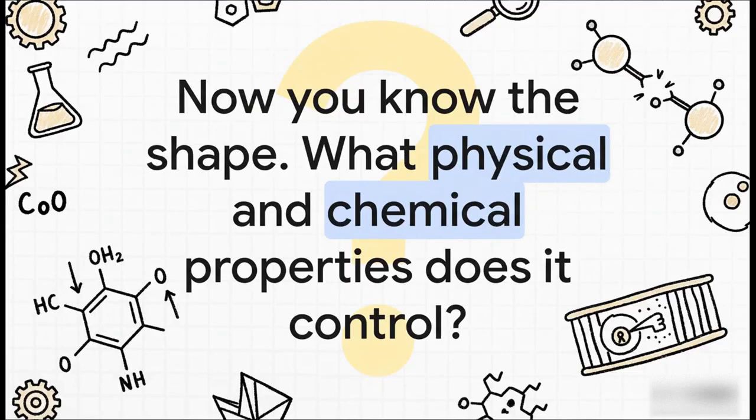And there you have it. You now literally have the power to look at a flat 2D formula on a page and predict its true 3D shape in the universe. But really, this is just the beginning. The real question I want to leave you with is this. Now that you know the shape, so what? What's next? How does this geometry control a molecule's polarity, its reactivity, or its vital role inside a living thing? That is where chemistry gets really, really cool.